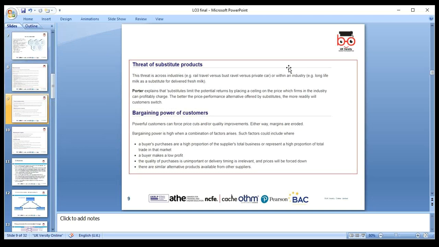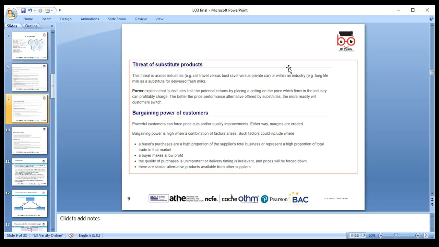Then the threat of substitute products. The threat is across industries: rail travel versus the bus, or private cars, and other industries. So for the threat of substitutes, if there is a fast track and a cheaper airline, and vice versa, we can look at the threat of substitutes to the industry.